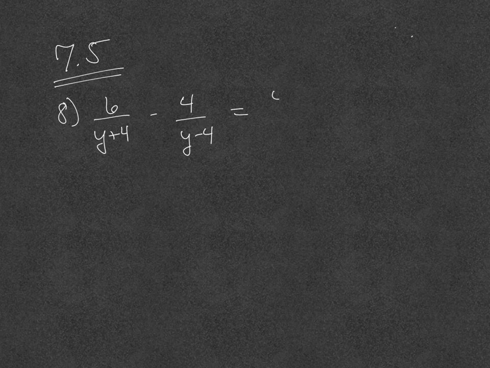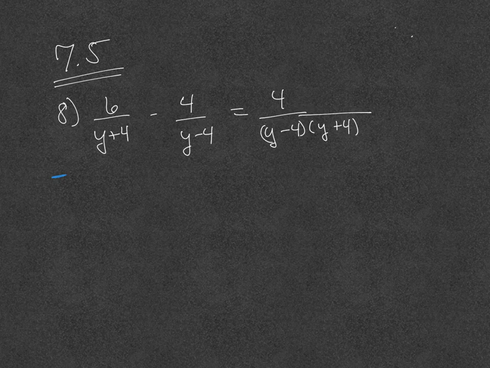All right, so if we look at this, let's take a look at question number 8 on the worksheet, which was 6 over y plus 4 minus 4 over y minus 4, which was equal to 4. Now, on the worksheet, it was y squared minus 16, but when I write that down, I'm going to write it as it was when it was factored, which would be y minus 4 times y plus 4, which is the difference of two squares.